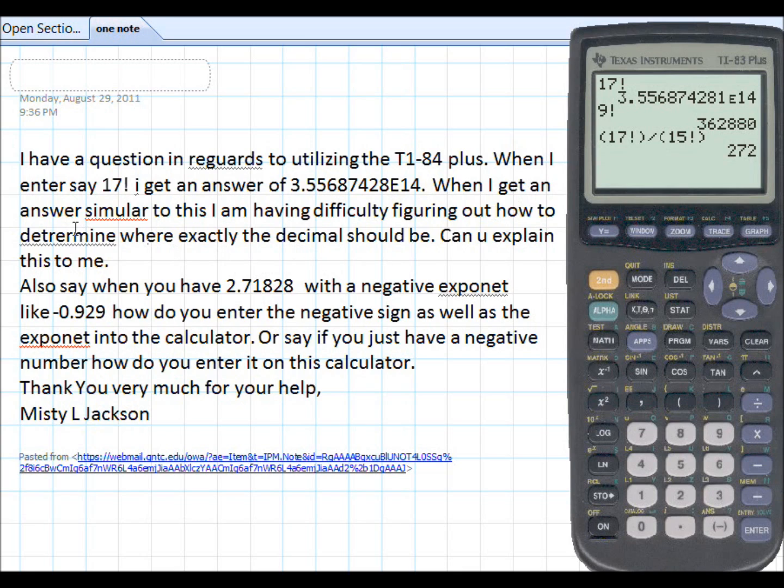Another question was how to determine where exactly the decimal goes. As I said, it says e to the 14 here. You would need to move this 1, 2, 3, 4, 5, 6, 7, 8, 9, and then you need to move it 5 more, which means you would need to put 5 zeros on the end of this to actually come up with what the answer is. And that's not the exact answer either, because when you move to scientific notation, which is what this is, you don't get an exact answer.